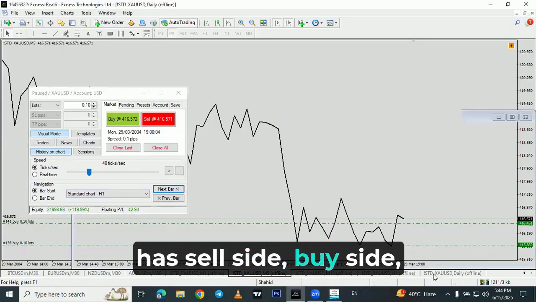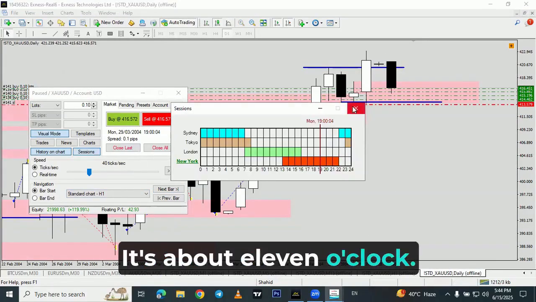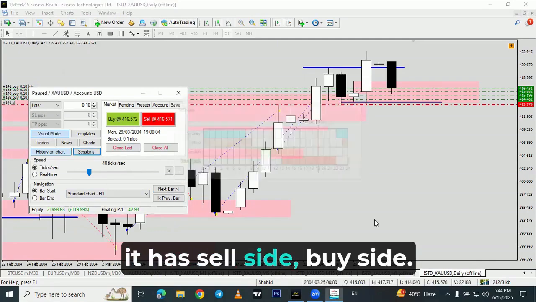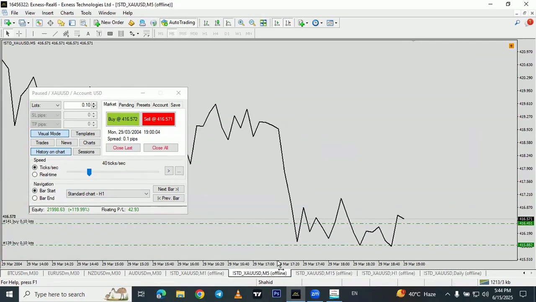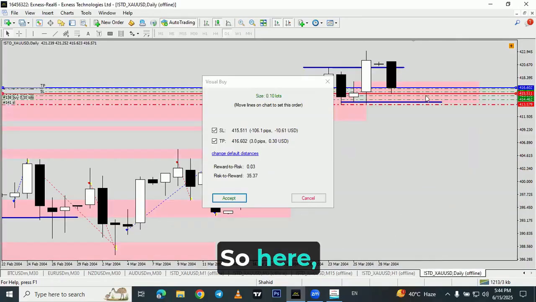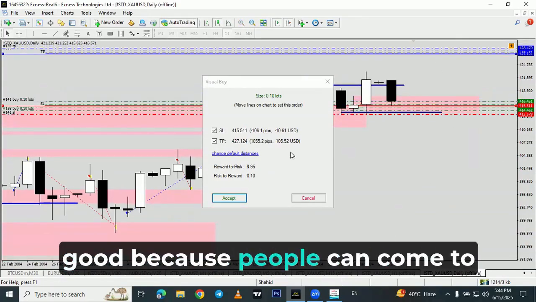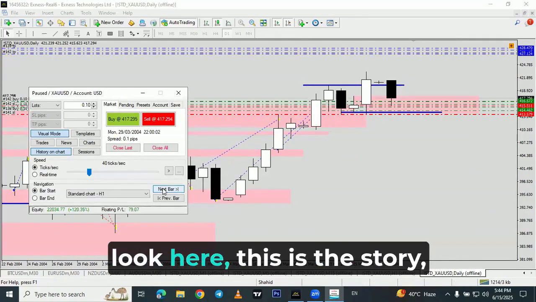has sell side, buy side, and besides that, the session and time are up. It's about 11 o'clock. If we buy here, it has sell side, buy side. If we buy because the time is more, so here we have a good chance of looking good because people can come to sweep the market the next day. But let's see. The market, look here, this is the story.